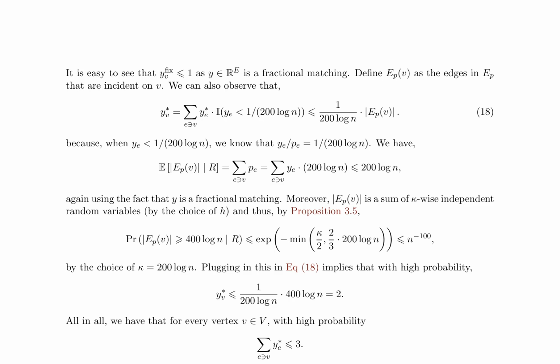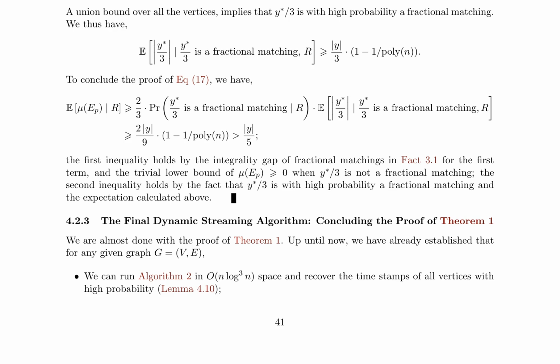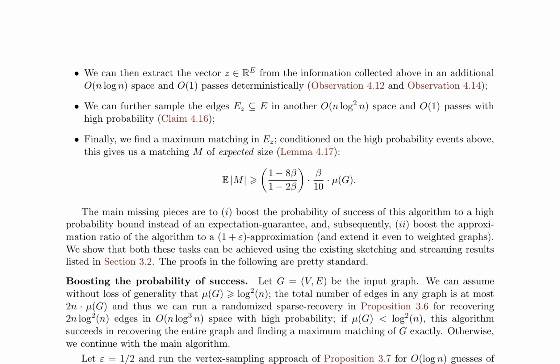The paper begins by defining a fractional matching and its relationship with the maximum matching problem. It then introduces the concept of a dynamic streaming algorithm, which is used to solve the maximum matching problem in a graph. The authors provide a detailed analysis of the algorithm's performance, including its space complexity and approximation ratio. The authors also discuss how to boost the probability of success of the algorithm to a high probability bound.